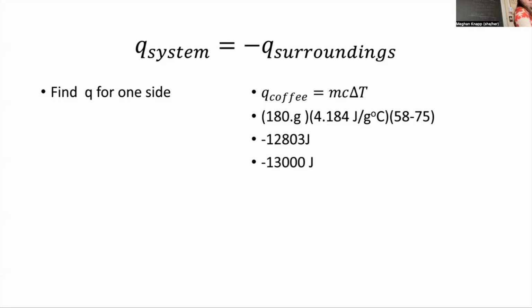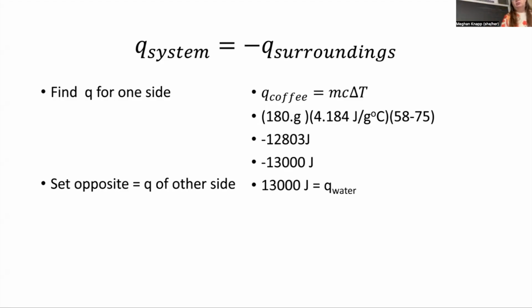All right. That was our coffee. Our coffee is the same as the water, but opposite in sign. So water is going to be a positive 13,000 joules. Okay. So now we have Q, we have C, and we have delta T. So the only thing we're looking for is the mass. So if you want, you can rearrange the equation so that you have mass by itself. Mass is equal to Q over C delta T. And then all you have to do is plug it in.